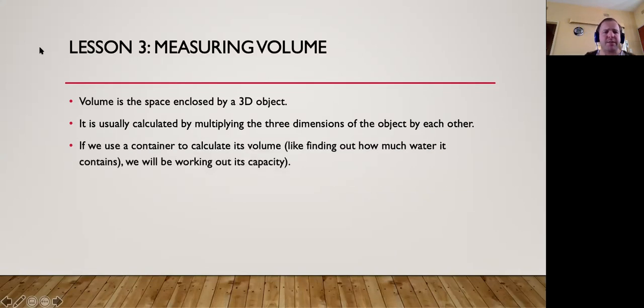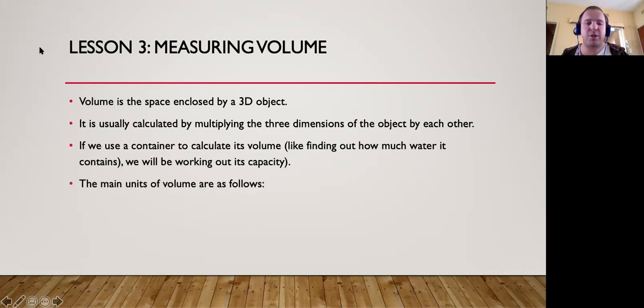If we use a container to calculate its volume, for example, if we want to work out how much water a container contains, it will basically be the capacity that we're working out. There's a difference between the two. When you talk about the volume of this phone, for example, we're looking at a solid object. But when you're talking about a liquid, let's say coffee or water in a container, we're going to work out its capacity. So it's basically the same thing, but for a different type of substance.